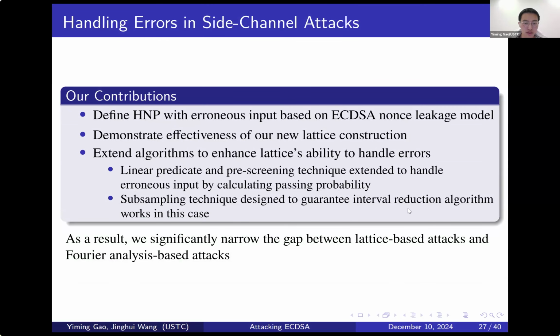We give a solution for handling errors. We define HNP with erroneous input based on ECDSA nonce leakage models and demonstrate the effectiveness of our new lattice construction. Then we extended our algorithm to enhance the lattice's ability to handle errors. As a result, we significantly narrowed the gap between the lattice-based attack and the Fourier analysis-based attack.